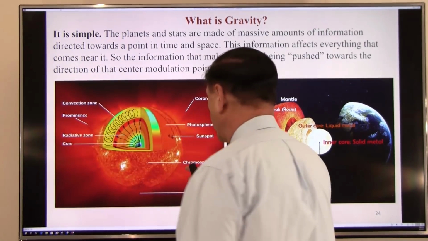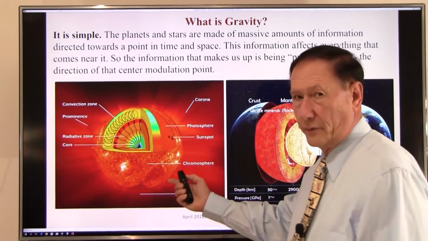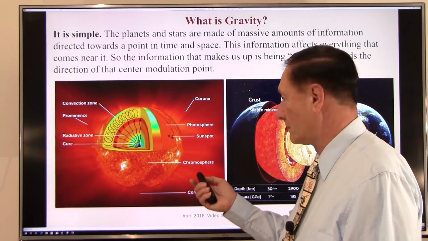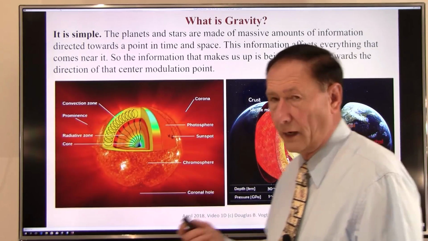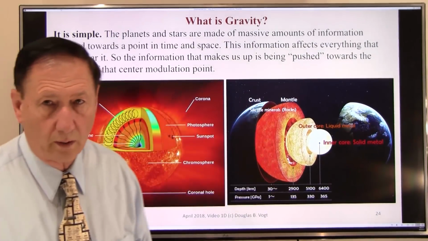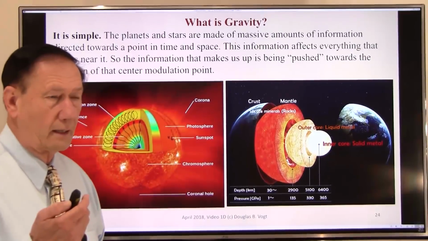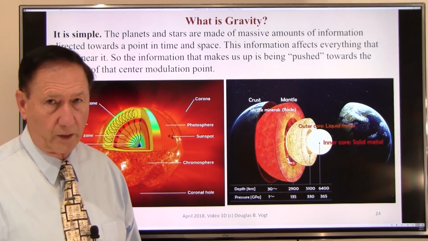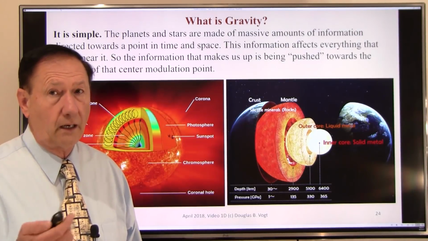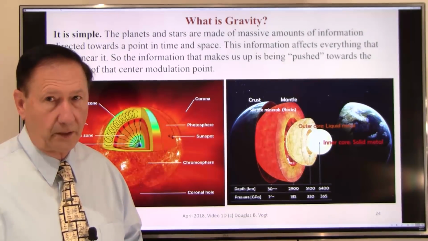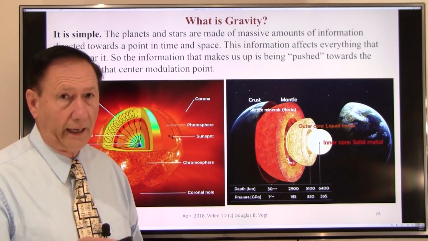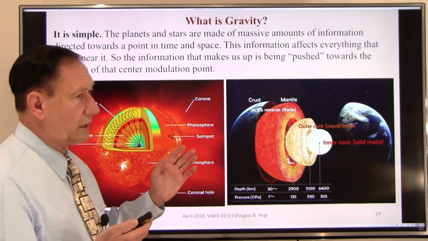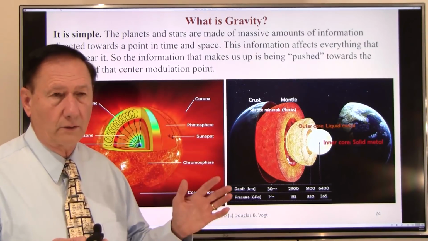Same thing goes for the sun. Even more information. It affects all the planets and us, and that's what's going on. So gravity is nothing more than the force that the information exerts on any other information. It's all happening in another dimension, probably the second dimension, or maybe the first dimension. It's affecting information around it.